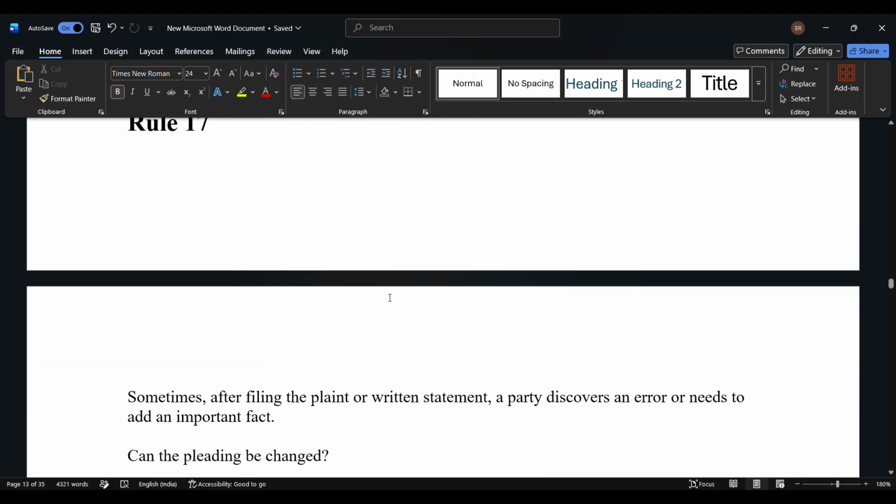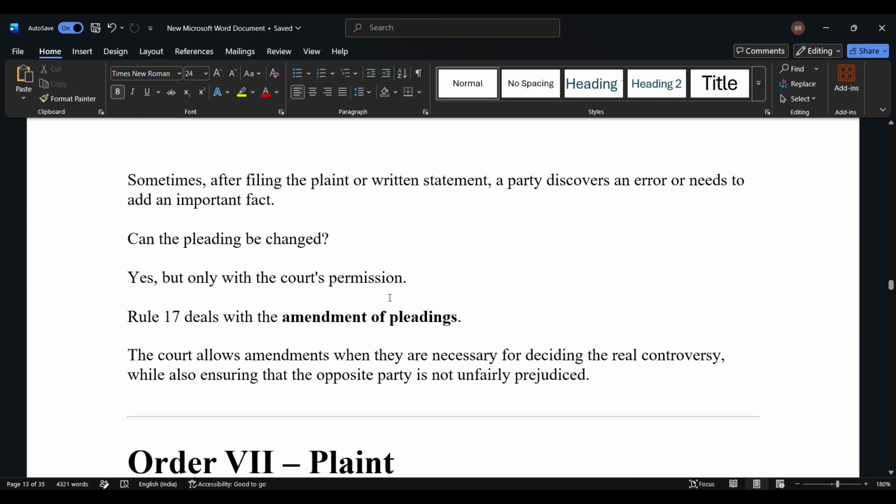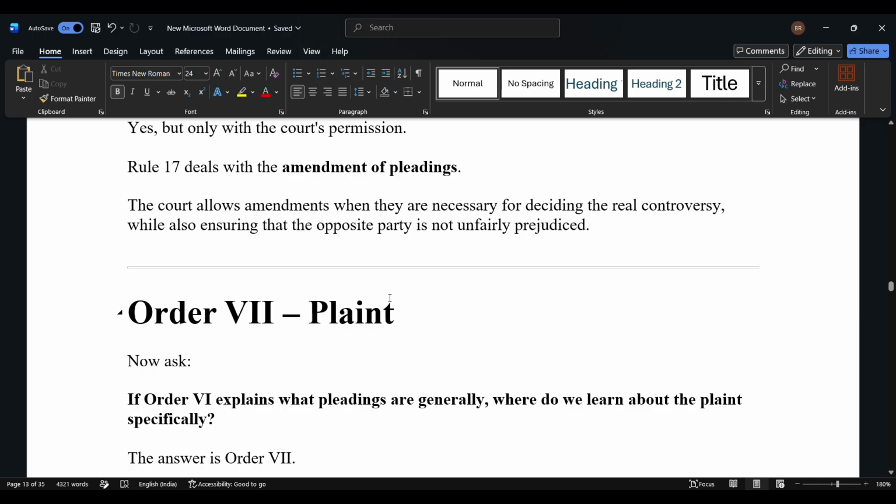Rule 17. Sometimes, after filing the plaint or written statement, a party discovers an error or needs to add an important fact. Can the pleading be changed? Yes, but only with the court's permission. Rule 17 deals with the amendment of pleadings. The court allows amendments when they are necessary for deciding the real controversy, while also ensuring that the opposite party is not unfairly prejudiced.